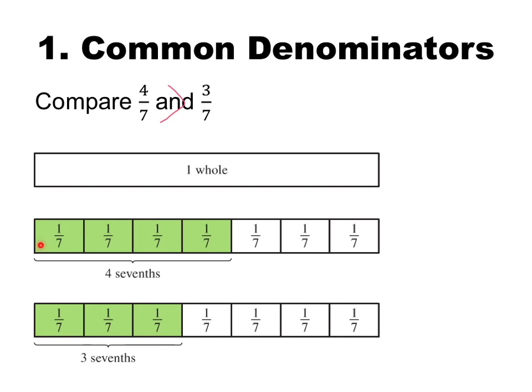Now if we compare these two pictures, notice that first of all the pieces are all the same size. And that's because we started with the same whole and we divided the whole up into the same number of pieces. So we have the same number of pieces. Now obviously in 4/7 we selected more pieces, and so that's why the fraction 4/7 is bigger. We have selected more of those pieces.